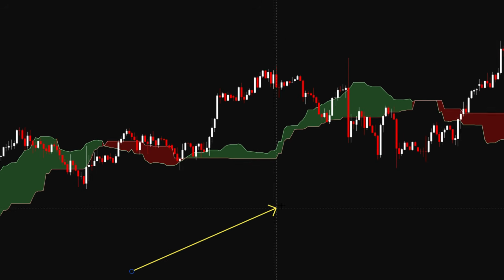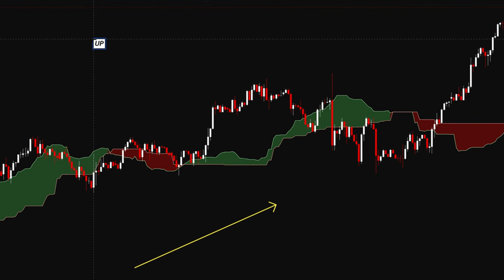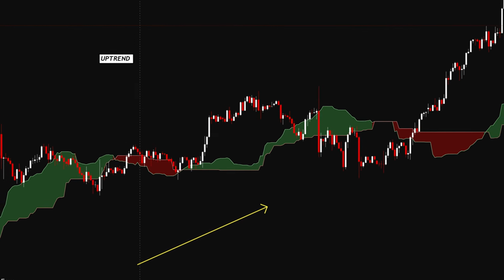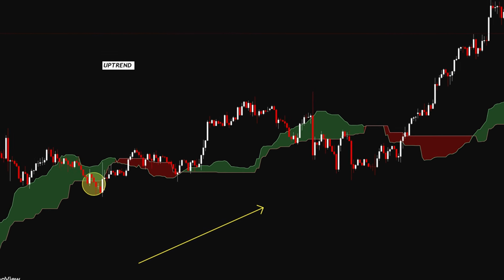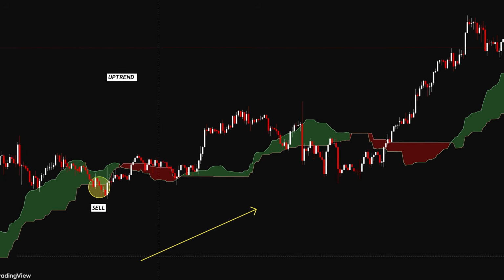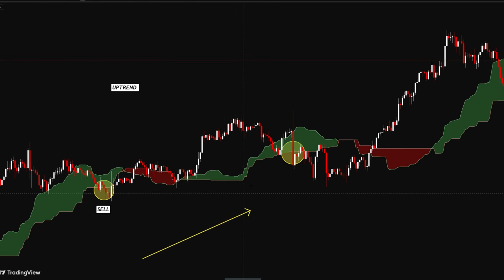Now, same deal in an uptrend. Price is pushing higher, but you'll still get random bearish signals that tell you to sell. And if you take those blindly, you're fighting the trend, which usually doesn't end well. So in just a second, I'll show you the filter I use to cut off a ton of those bad signals.